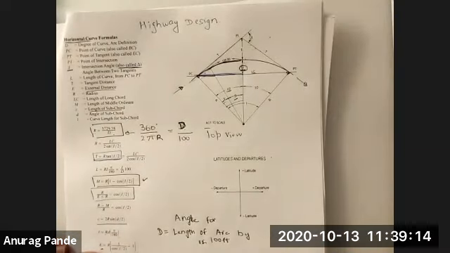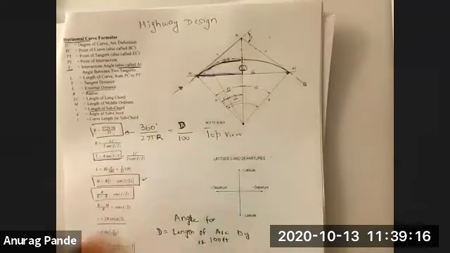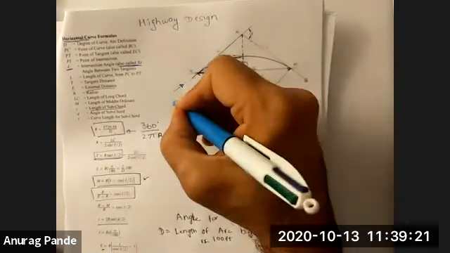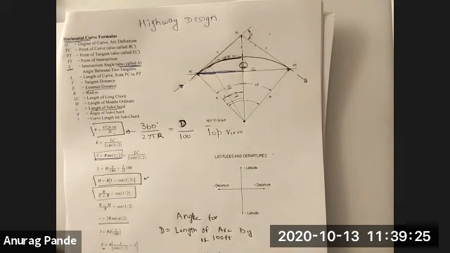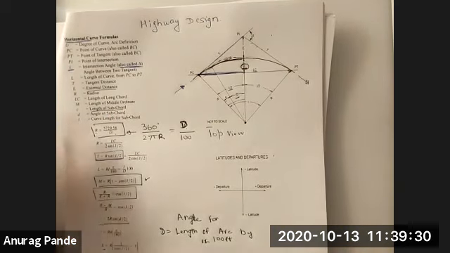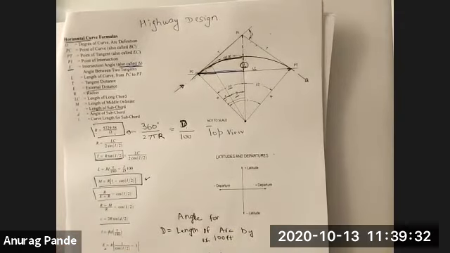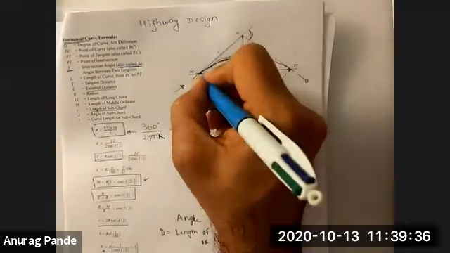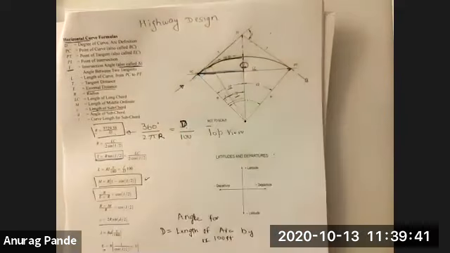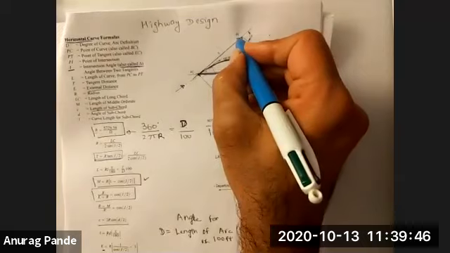Now, how do you define stationing here? Whenever you're doing design problems, stationing is always defined from left to right. Let's say you are given the stationing of PC. Stationing will typically be given to you, a certain station is given to you. And then they ask you the stationing of PI. PI is the point of intersection.